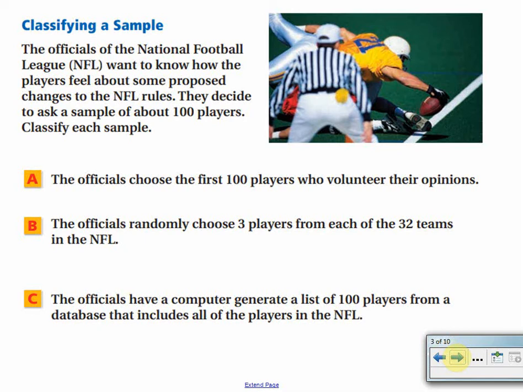So in the first one, the officials choose the first 100 players to volunteer their opinions. This word volunteer is key because if people are volunteering, then that would make this a self-selected sample.